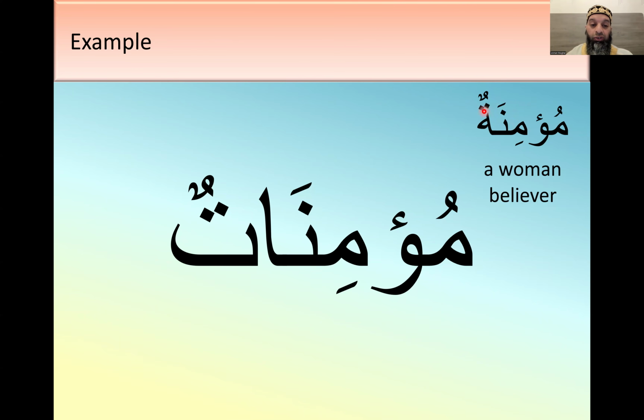So what does this mean? Excellent. Atun and atin ending means women. And in this case, believer, women. Believer, mu'min. Atun is women plural. So, mu'minatun, believing women.